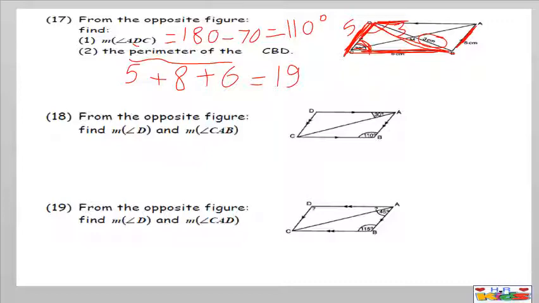Number 18. From the opposite figure find measure angle D and measure angle CAB. طيب angle D مستر محمد قال لنا ان two angles opposite are equal. Two opposite angles are equal. ساعتها هتكون angle D equals 110 degree.